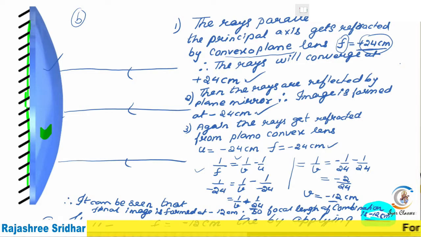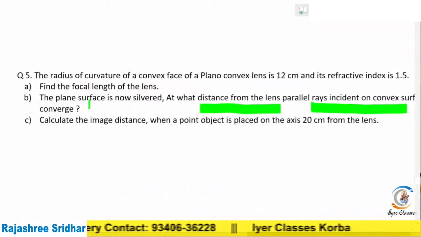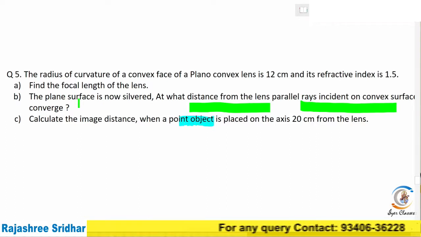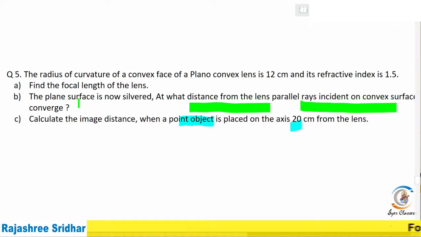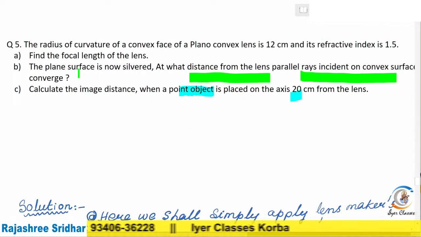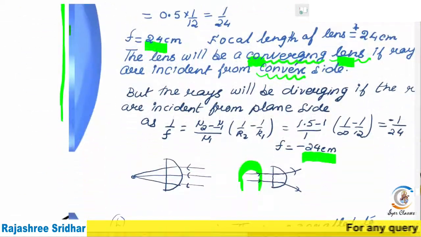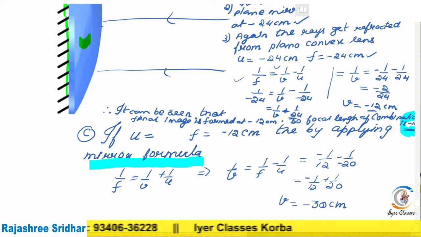Now, let us go to the third part of the question. He is asking you to calculate the image distance when a point object is placed on the principal axis 20 centimeters from the lens. We have already calculated the focal length of the combination, and we are also given the object distance. All you have to do is find the image distance using the mirror formula. Why? Because this combination acts as a mirror, not as a lens, so you have to substitute in the mirror formula, not the lens formula.